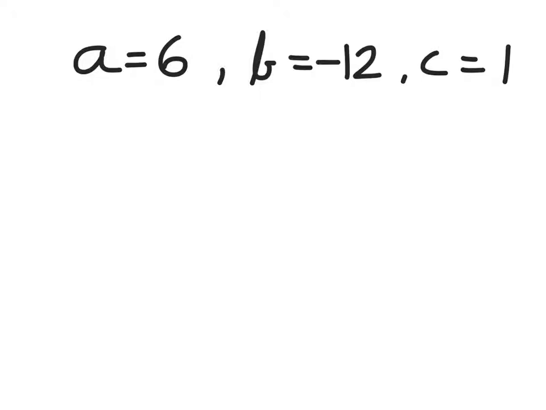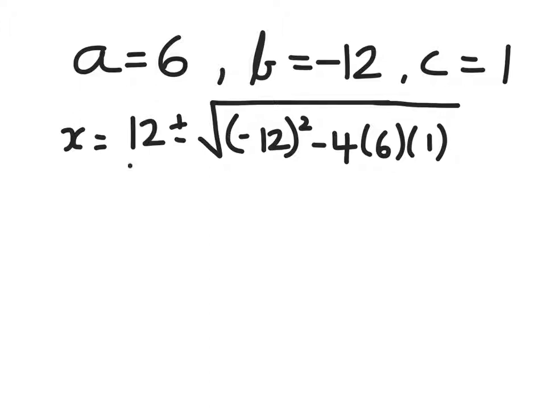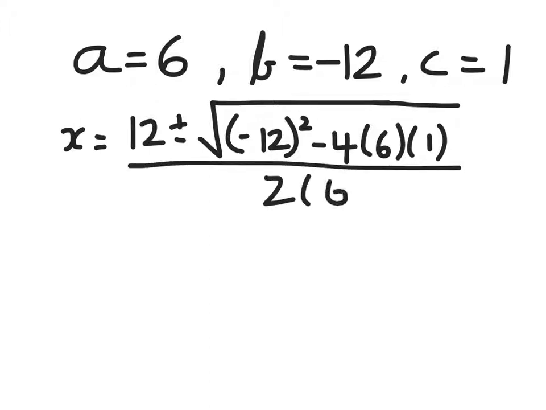Now I'm going to apply the formula. So the formula tells me that x equals minus b. So if b is minus 12, that means that minus b is positive 12. Plus or minus the square root of b squared. Now look, put this minus 12 in parentheses. If you don't put that in parentheses, it will give you the wrong number. We're squaring negative 12. Minus 4 times a, which is 6, times c, which is 1. Okay? All over 2a.